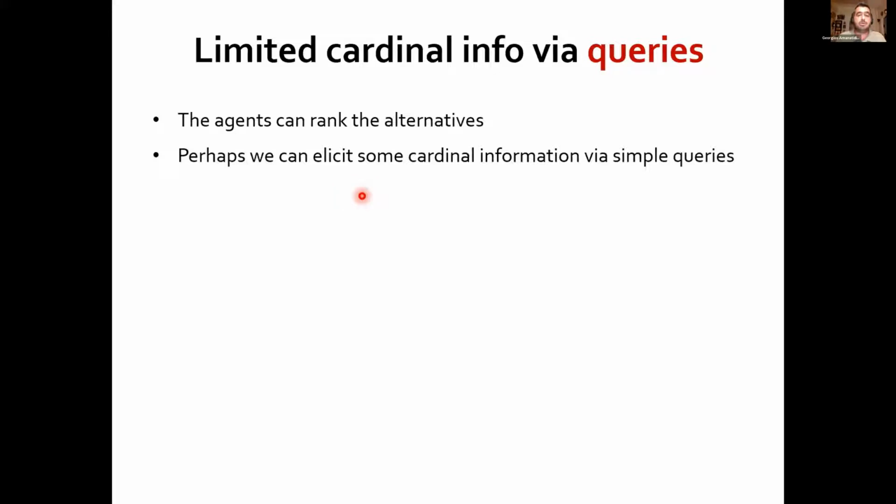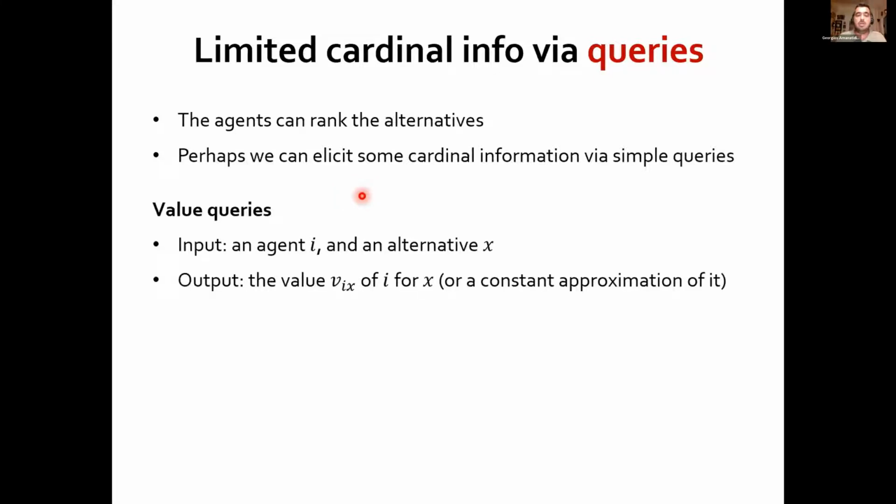The most straightforward thing to ask is value queries, where we ask for an agent and an alternative, and then the oracle gives us the value that this agent has for this alternative. I'm going to mention it here and not repeat it again in any of the results: given that all of our results are asymptotic, it doesn't really make a difference if we have a noisy oracle, as long as we have a constant approximation of the values, everything works.